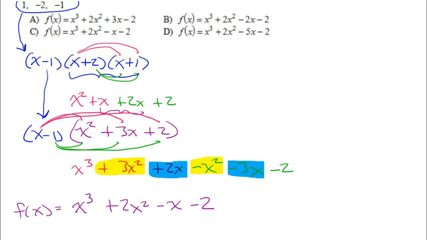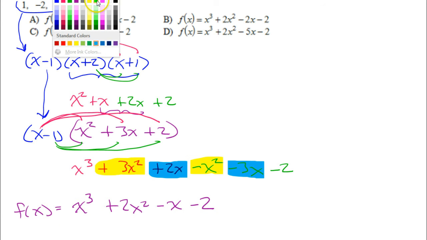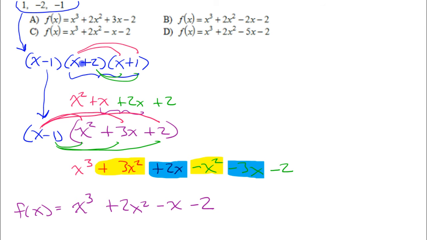So I'm just going to look for it up above. So let's see. They all have minus 2. They all have x to the third power. They all have 2x squared. But oh yeah, I was looking here. So minus x. I'm looking for the one that has minus x. And there it is. So the answer is C.